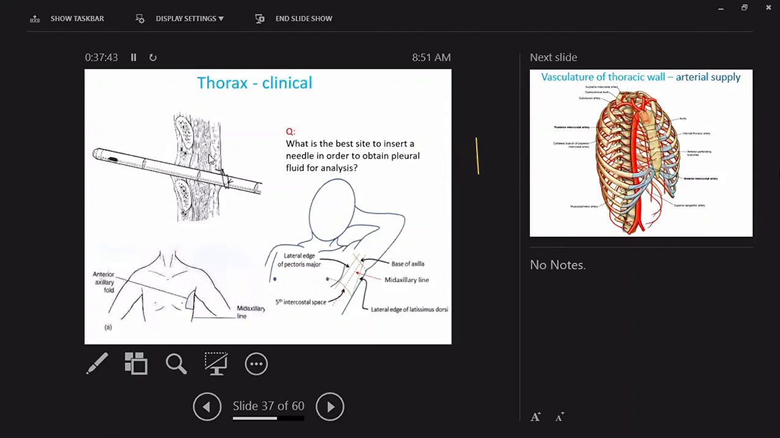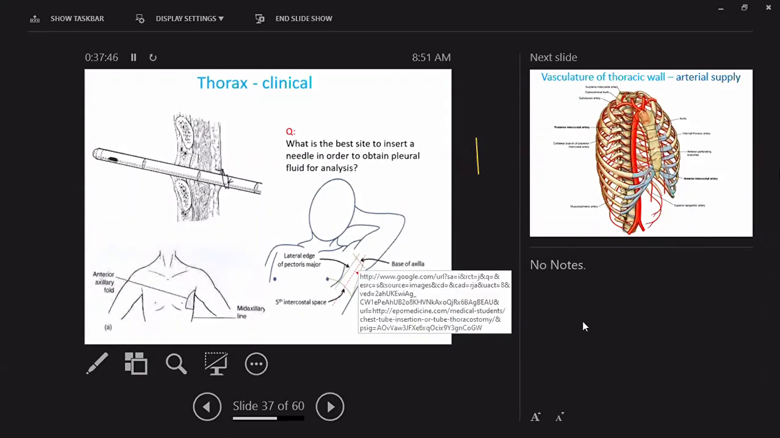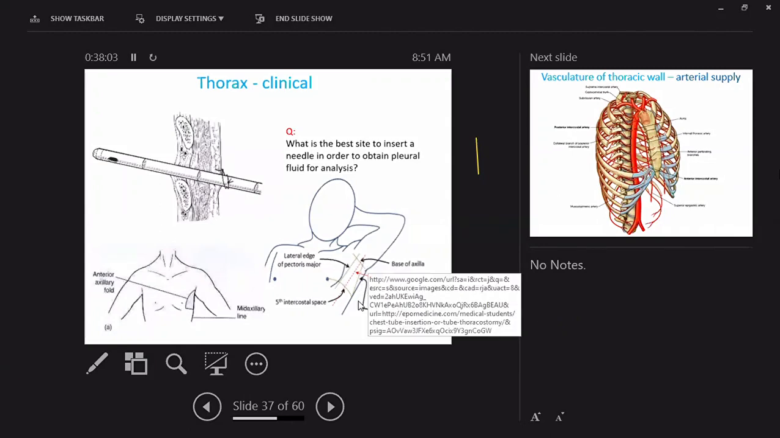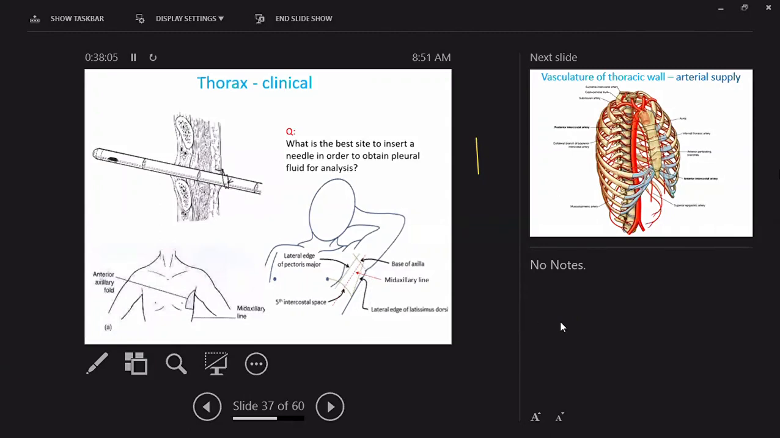Here, this is the neurovascular bundle. This shows what we know as the safe triangle. The safe triangle is the triangle formed by the base of the axilla, anterior axillary line, mid axillary line, and fifth intercostal space. Google says that the safe triangle is from the lateral edge of the latissimus dorsi muscle, which is the posterior axillary line. That is wrong.